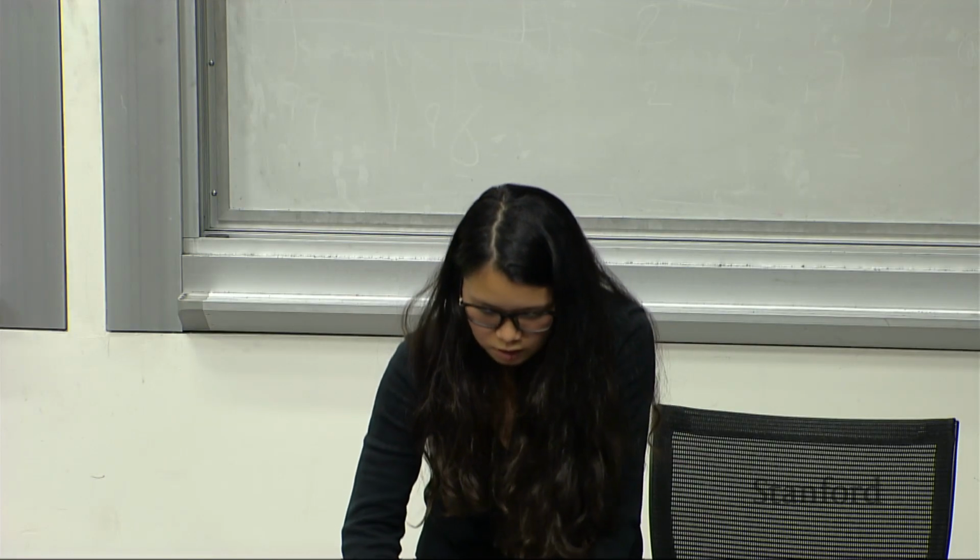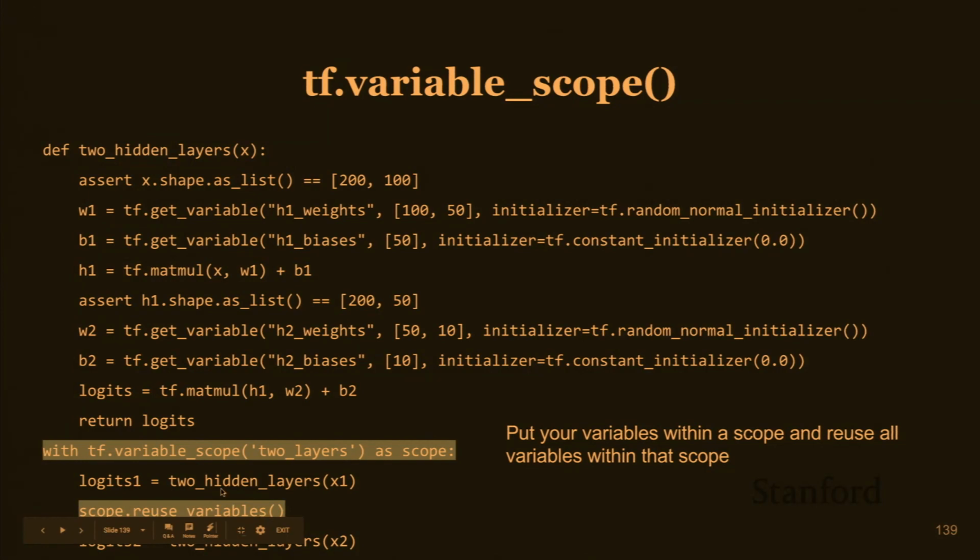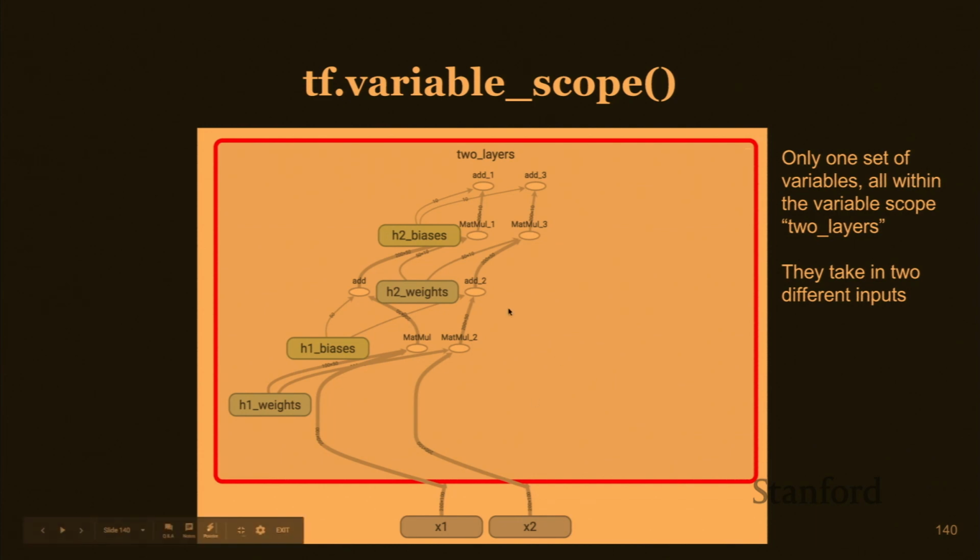First of all, you put the variables under maybe two layers, and then after you call it on x1, you have already created w1 and b1 and w2 and b2. You would want to reuse the variables for the input x2. So here's how it looks when you visualize it.